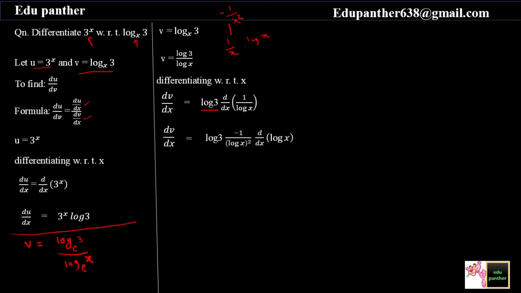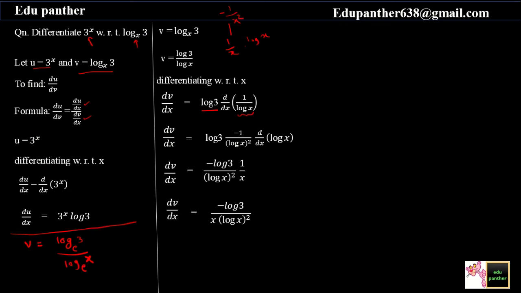So first we will use that. See here, log 3 is constant, and for the derivative of 1 by log x, it is of the form 1 by x. So its derivative is minus 1 by x square. So minus 1 by, but in place of x we have log x, so log x whole square, into, now we have differentiated 1 by x, so we have to multiply it with the derivative of log x. The derivative of log x is 1 by x. Now just simplify this expression. So we'll get dv by dx as minus log 3 upon x into log of x whole square.